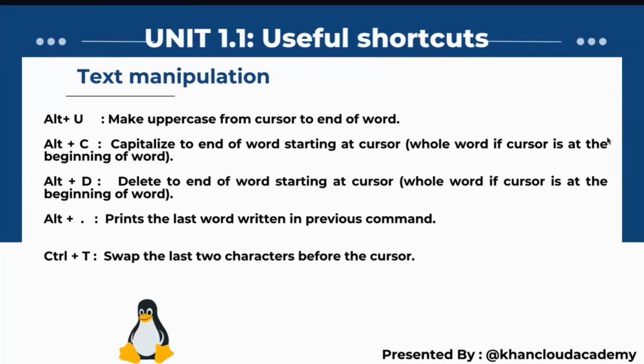Text manipulation. Basically you use Alt plus U to make uppercase from the cursor to the end of the word. Alt C, capitalize to the end of the word, starting at cursor; whole word if cursor is at the beginning of the word. Alt D, delete the end of the word starting at cursor; whole word if cursor is at the beginning of the word. Alt plus dot, print the last word written in the previous command. Control T, swap the last two characters before the cursor.